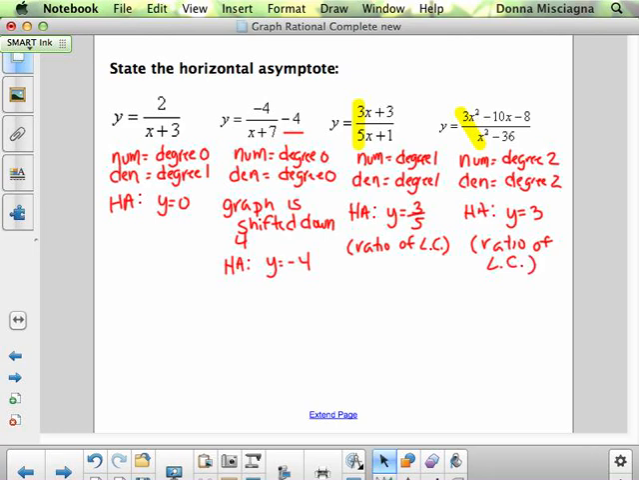All right? And that's all there is to finding horizontal asymptotes. It's pretty easy. It's y equals 0 if the numerator has the smaller degree. You add or subtract into that if something is added or subtracted to the whole function. And if they have the same degree, it's the ratio of the coefficients.